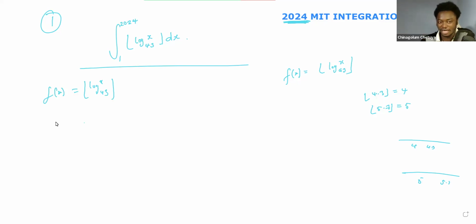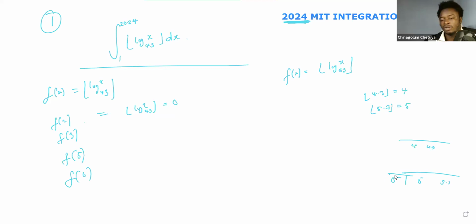But notice that f of 2, f of 3, f of 5, f of 6 are all equal to 0. For example, f of 2 is the floor of the logarithm of 2 to base 43, and this will be 0, because this is a number less than 1. So the only integer closer is 0. Since these numbers are like 0.5, 0.7, 0.9, they are all less than 1, so the floor of the logarithm of 3 to base 43 would be 0.